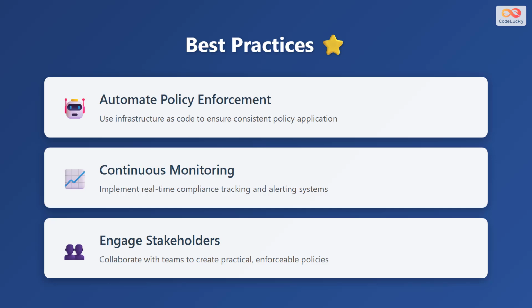Second, implement continuous monitoring. Set up real-time compliance tracking and alerting systems that notify you immediately when violations occur. This allows rapid response before small issues become major problems. Third, engage stakeholders. Collaborate with teams across the organization to create practical, enforceable policies. Policies that are too restrictive or don't consider real-world needs will be ignored or circumvented. Regular feedback loops help ensure policies support business objectives while managing risk effectively.